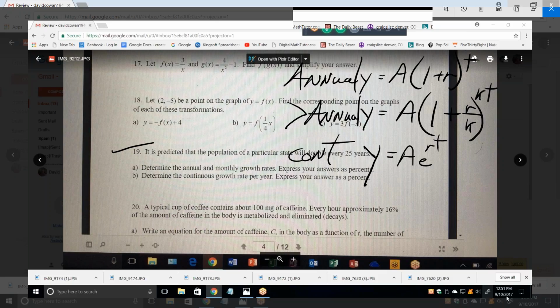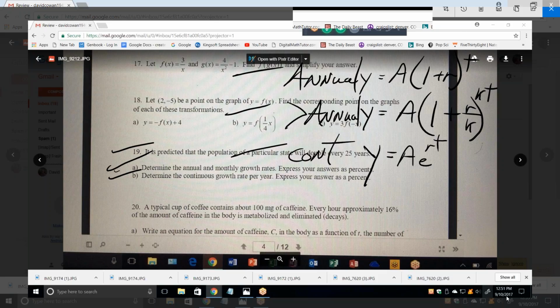So annually. Look at question B. Don't look at just question A because they don't tell you. Oh, actually question A asks for annual and monthly growth. So this question requires you to know all 3 of these because the third one is continuous. So there's annual, there's monthly, and there's continuous.